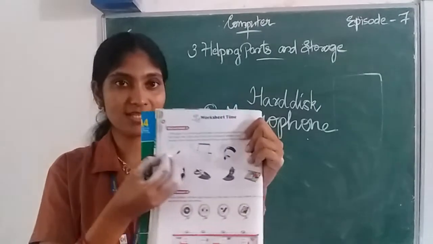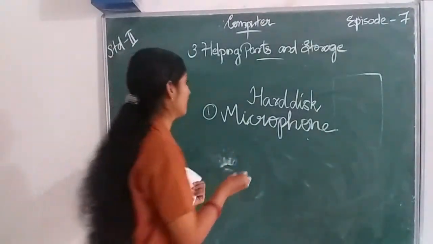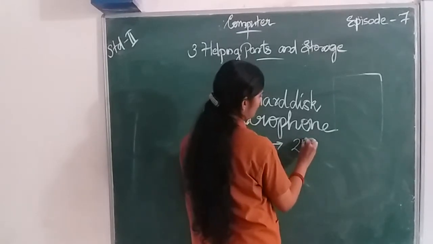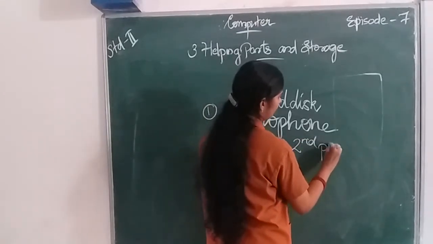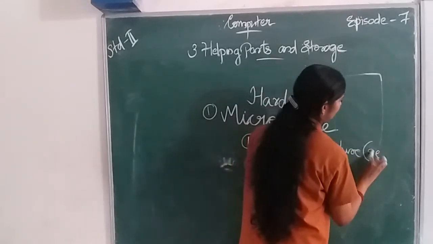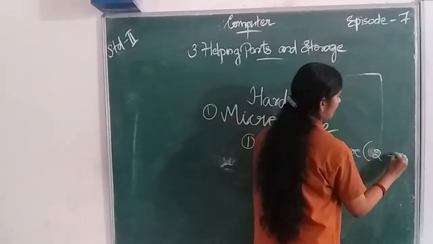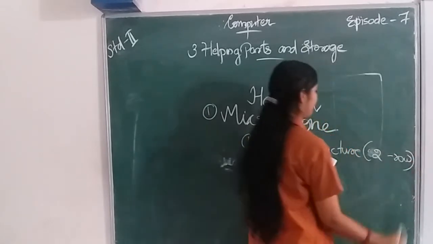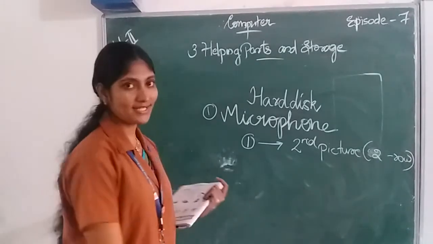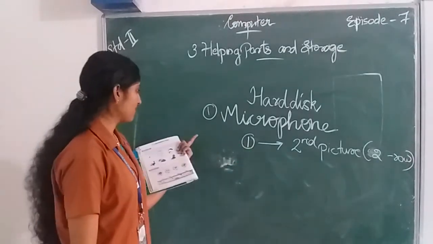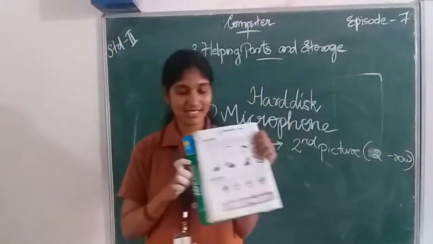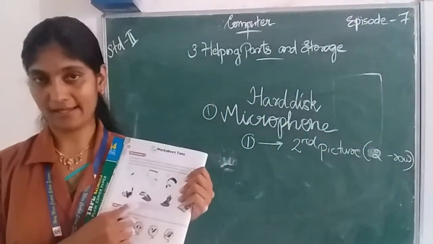So you have to match 1 to the second picture, second picture, second row. What is its name? Microphone. Then what is the spelling of microphone? M-I-C-R-O-P-H-O-N-E. So write the microphone here.